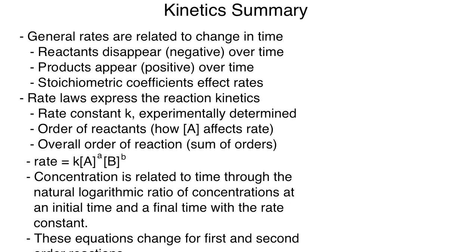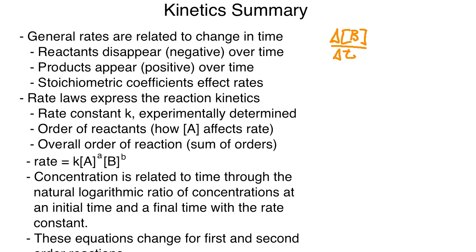Okay everyone, here is our summary for what we learned in kinetics, and this was quite a long lecture, so there's a lot that we went over. First of all, we discussed general rates and how they're related to a change in time. So if you remember, we saw things such as delta concentration of B over delta T, the change in concentration of B relative to time, or sometimes it would be negative if it was the reactants. The reactants disappear because they get used up, which is a negative change over time, and then the products appear, so that's a positive change over time.